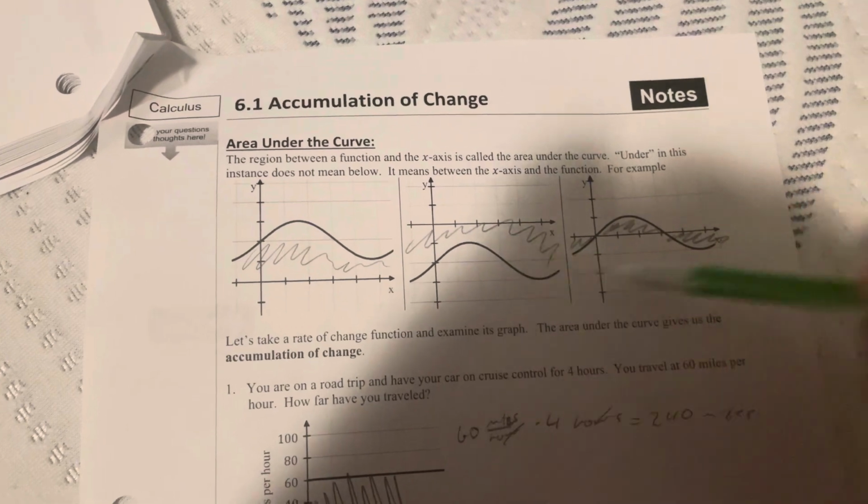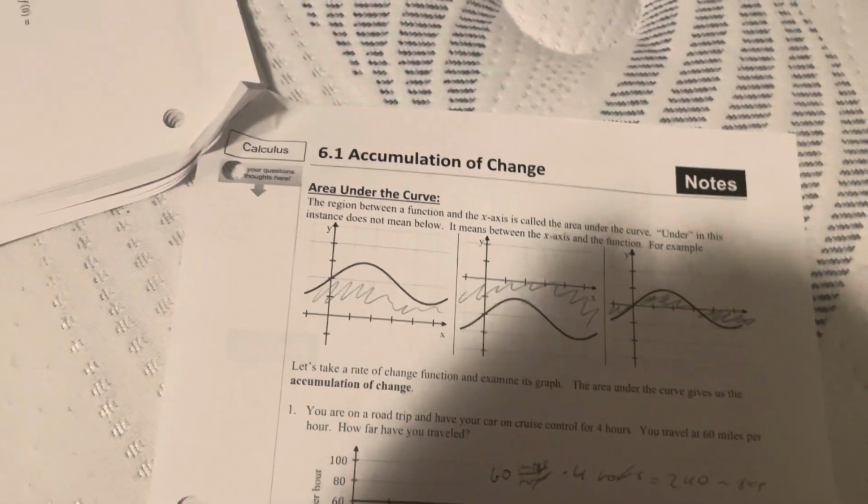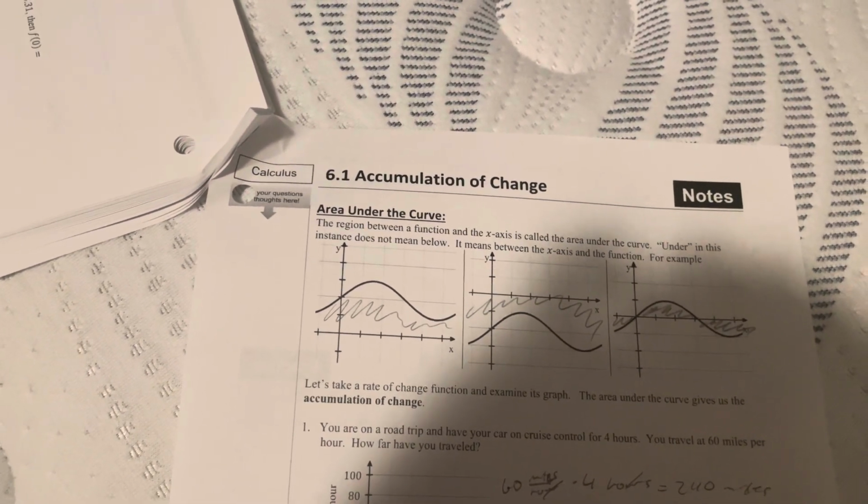So it's between the function and the x-axis. Let's take a rate of change function and examine its graph. The area under the curve gives us the accumulation of change.